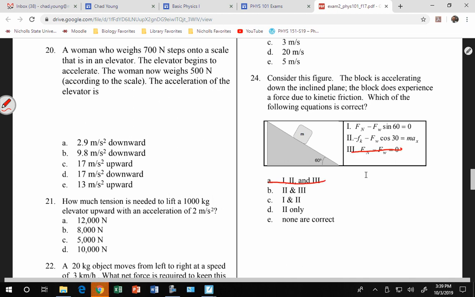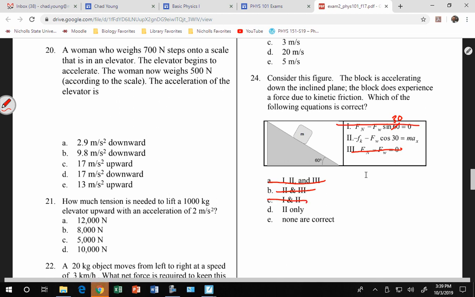And that gets rid of that one and that one. So now I'm just down to 3 choices. Let's see, do I know any of these others? Fn minus Fw sine 60. Why is it not right? So it should be sine 30. Right, it should be sine of 30 right there. So that one's not right. That gets rid of 1.